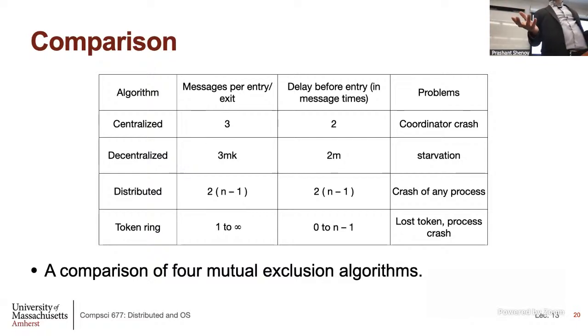Every one of them has some flaws. If the coordinator crashes, there is a problem. If a process that holds the lock crashes, there's a problem. There could be starvation. In the Ricart and Agrawala algorithm, any process crash can basically freeze the entire algorithm. In the token ring, a lost token can cause a problem.